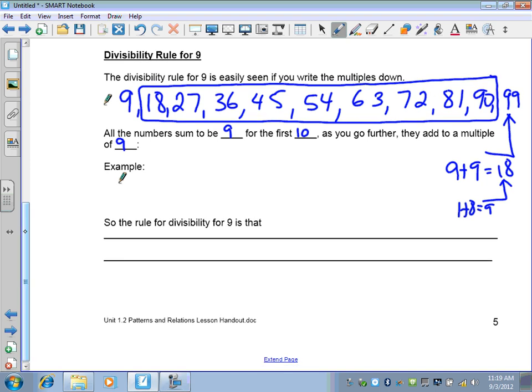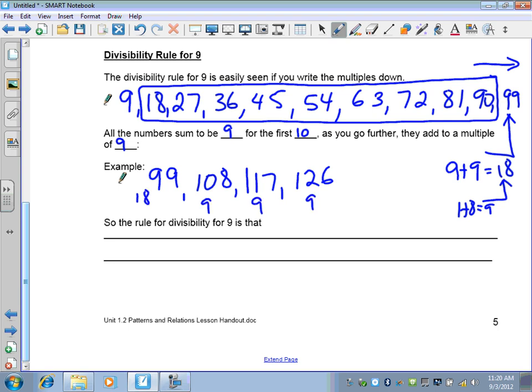So let's take a check at one of the examples here. Oh, sorry, I want you to try something else here first. I want you to check 99, 108. And these are the next numbers that you would see after you had passed and continued on. So you could see that 108, 117, 126, you'll see that they all add up to be multiples of 9. Okay? So I want you to take a look at that. This is 18, this is 9, 9, and 9.